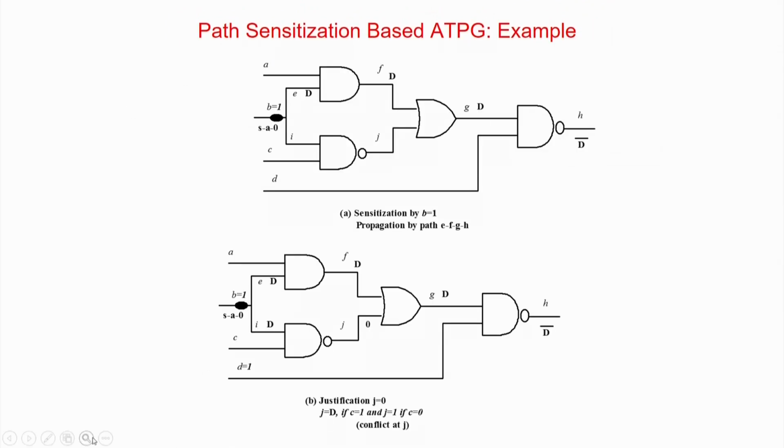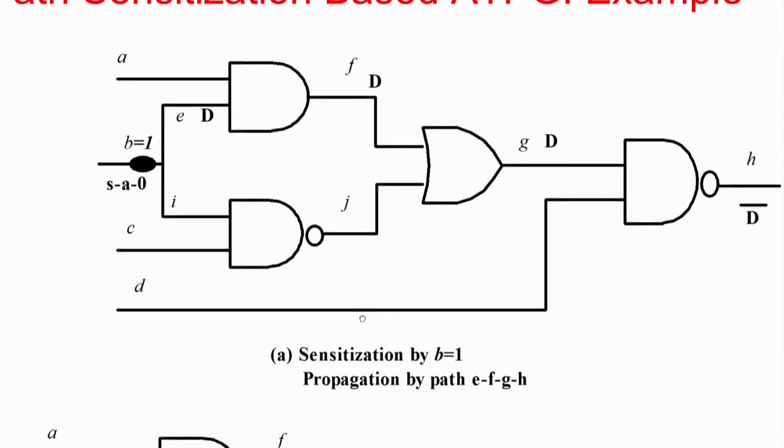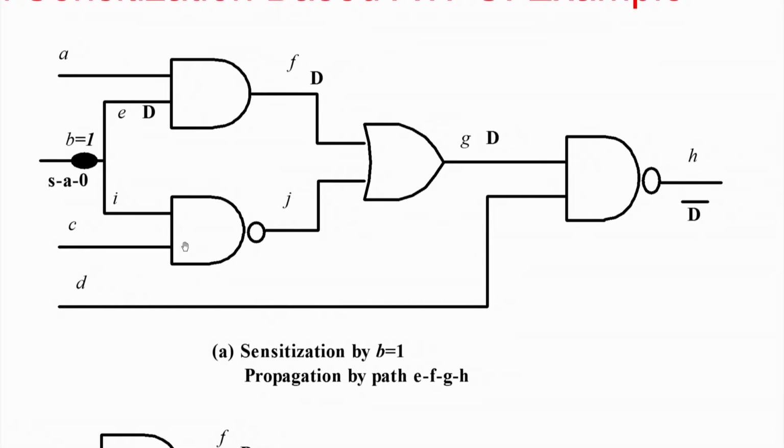Now I will tell you an example of how automatic test pattern generation is done and also show an example of a conflict. So this is a circuit, assume, and we have to test for stuck-at-0 at all the lines. I am just taking a single stuck-at-0 fault over here. Then what is my sensitization? So I have to make B equal to 1.